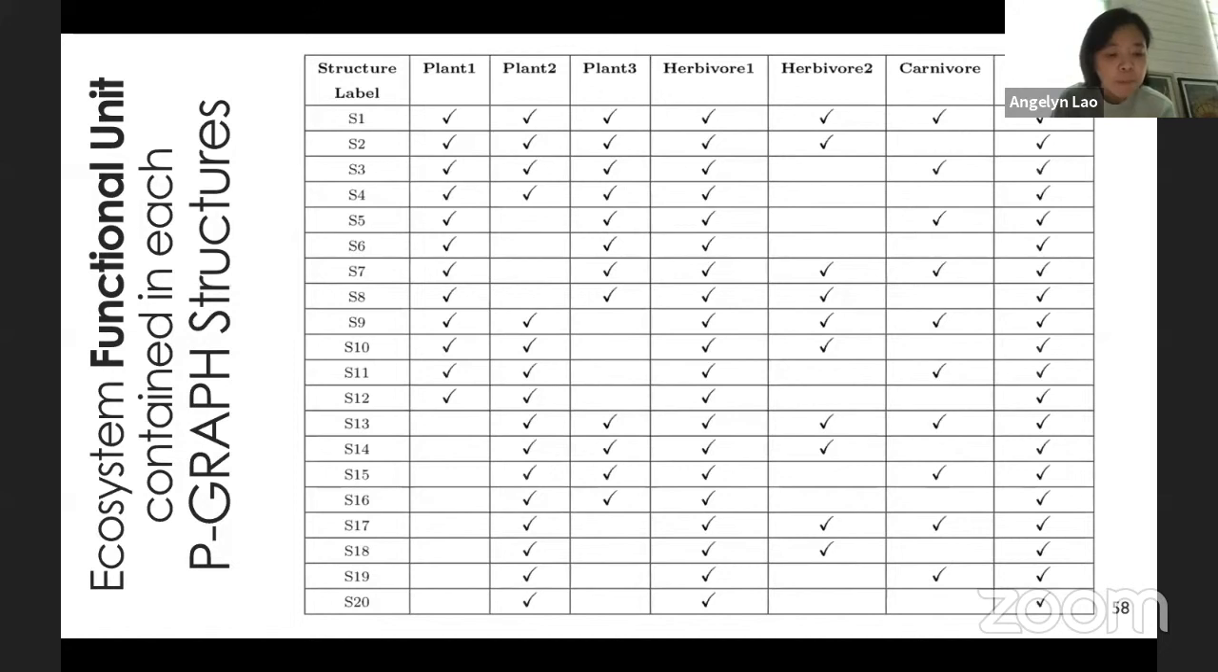Okay, so this can be observed if you compare the structures pairwise. The odd numbered structures contain carnivores, so there's a check mark for odd numbered structures, whereas the even numbered structures do not have a check mark for the carnivores. So in other words, with or without carnivore, the ecosystem seems to still function. And this is because, based on the defined socio-ecological system, if humans only eat plants and herbivores, then the existence of carnivore is not essential to make the system function.